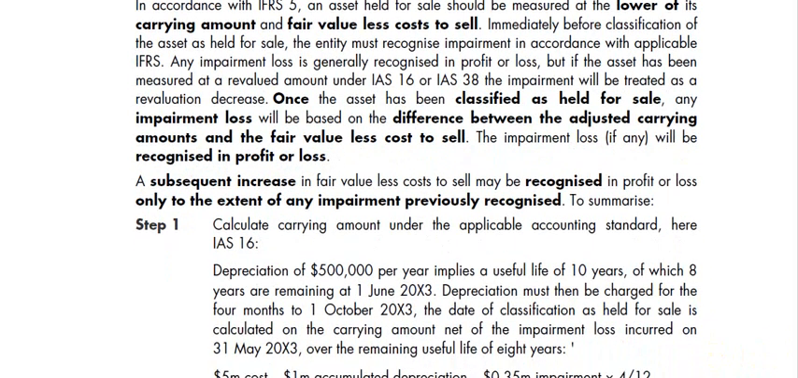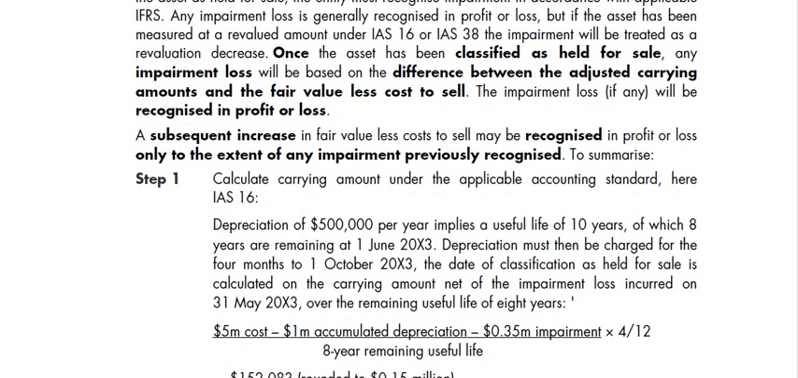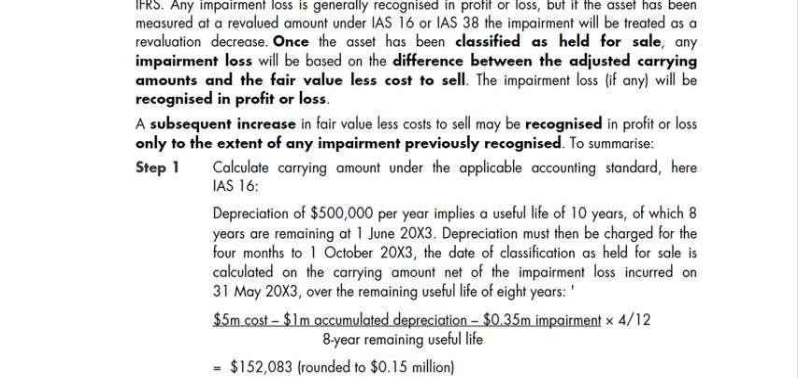So we need the carrying amount of this asset. We know that IAS 16 requires us to measure an asset at cost. Cost less depreciation gives us the carrying amount. How much is the depreciation, or how many years so far have passed from the time we acquired this asset?